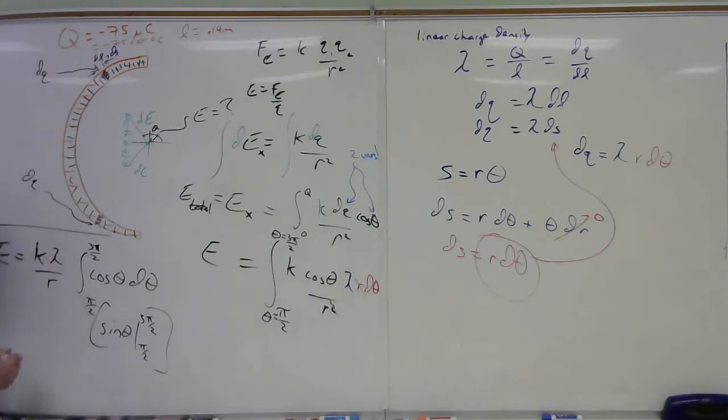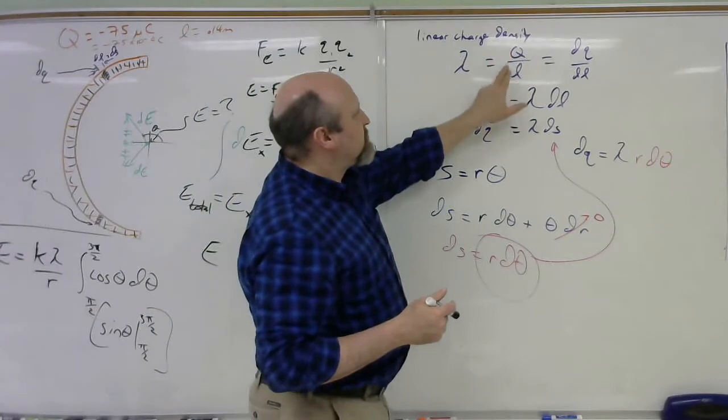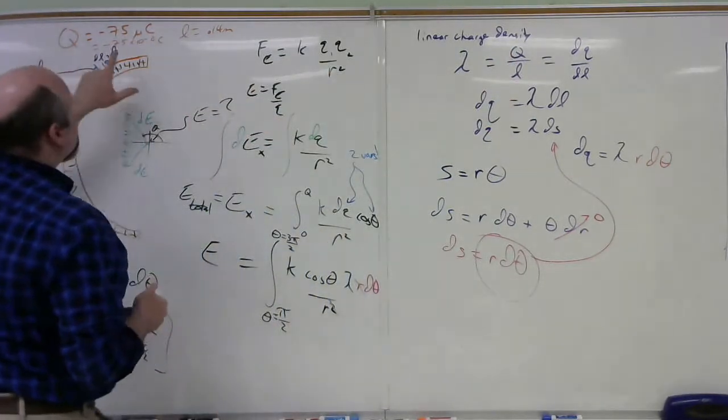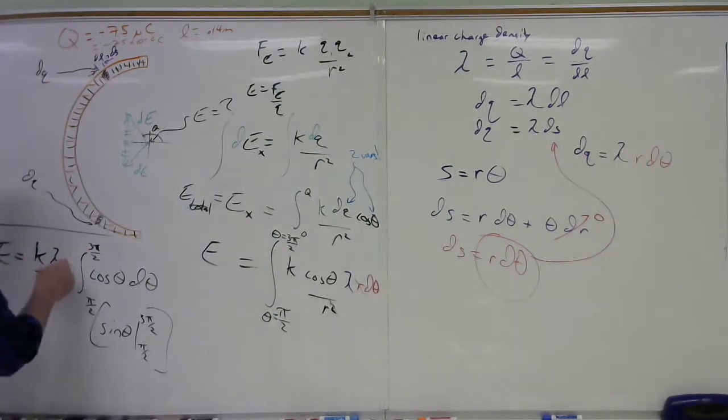I still have this K lambda over R. At this point, I'm going to try to do a couple things at once. Over here, K, that's all right. That's a universal constant, 9 times 10 to the 9. We're fine with that. Lambda wasn't given. That's a variable we made up. That was our charge per length. They did tell us Q and they did tell us L. So I'm going to get my answer in terms of Q and L, so I'm just going to substitute Q over L back in there.